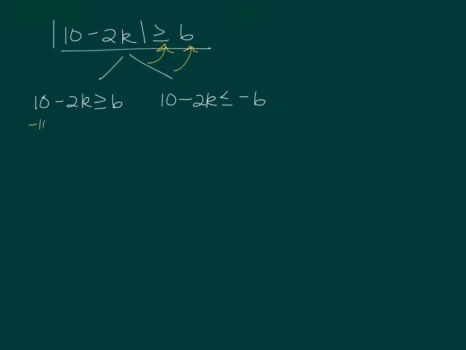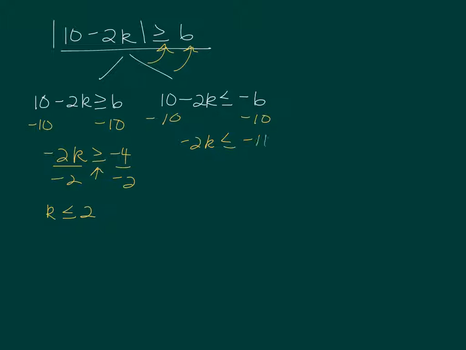From here, we would subtract 10 on both sides. We get negative 2k is greater than or equal to negative 4. Divide by negative 2, and remember when we're dividing by negative 2, we flip our sign. So we get k as less than or equal to 2. For here, we're going to subtract 10 on both. We get negative 2k is less than or equal to negative 16. Divide by negative 2 on both, flip our sign, and we get k is greater than or equal to 8.